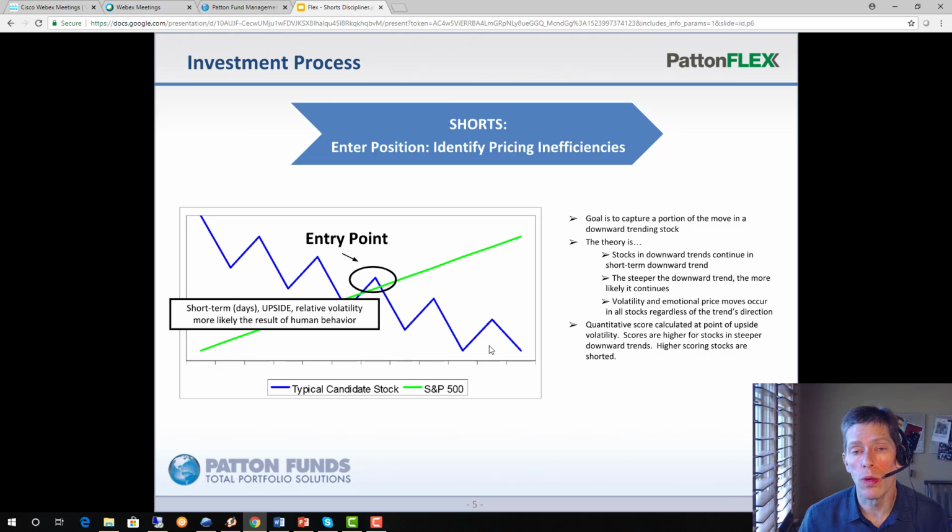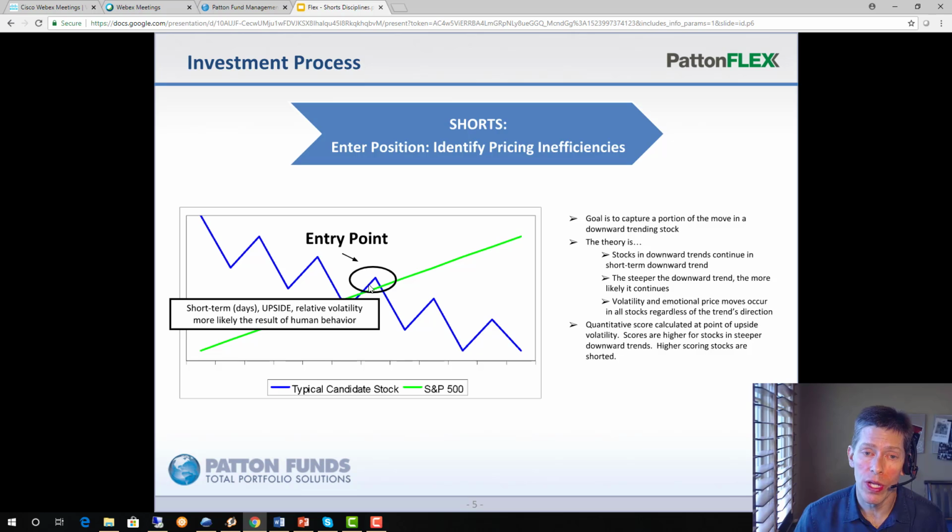And what we do is we wait for a stock in a downward trend to then experience a period of short-term relative upside volatility. We're looking for the stock to pop up. Hopefully it's more human emotion driven, because what we want this stock to do is to continue to go down longer term. We think that's a better place to short sell the stock because we want to sell it at a higher price when we enter the position.